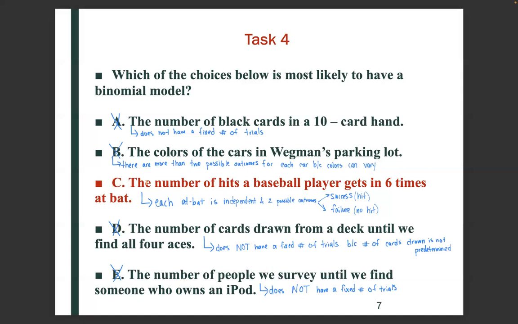And if you notice, the previous tasks that we covered also are binomials, where there's a fixed 2 options, meaning 2 possible outcomes. There are independent trials and a fixed number of trials.